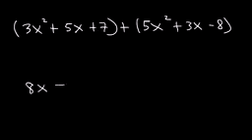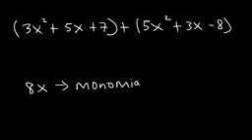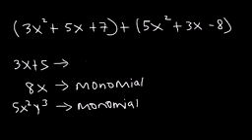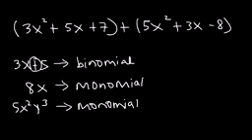8x is a monomial, which represents one term. 5x squared y cubed, that's also a monomial. It's a single term. 3x plus 5 is a binomial, because 3x is one term, 5 is another, and so you have two terms. A positive or a negative sign separates different terms.